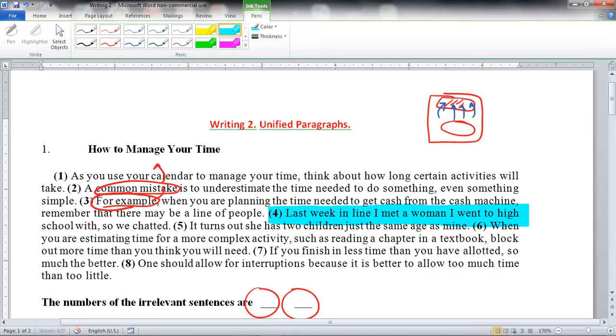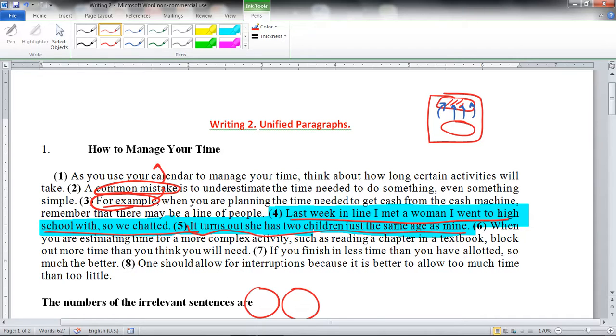It's kind of fine. So what? It turns out that she has two children just the same age as mine. That's wonderful to know, but how is that going to help me manage my time, right? In fact, reading these two sentences is wasting your time, so to speak. So these two sentences, the fact that the person who wrote this essay met somebody while they were in line.